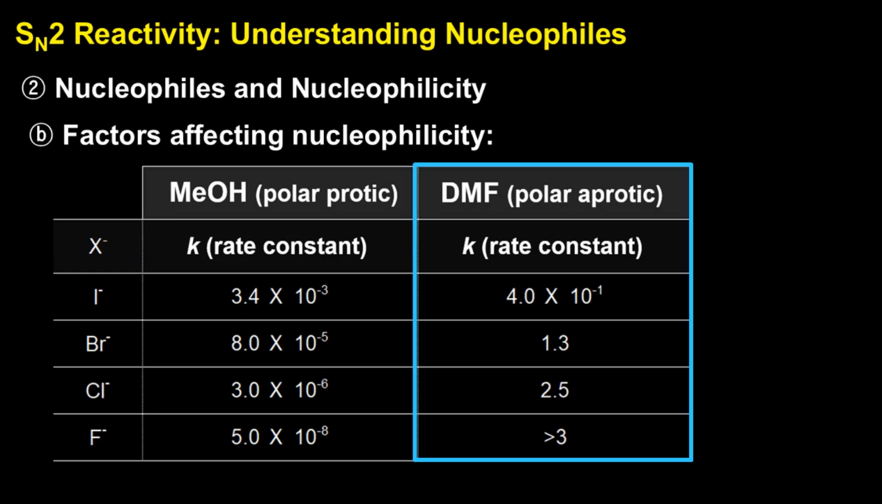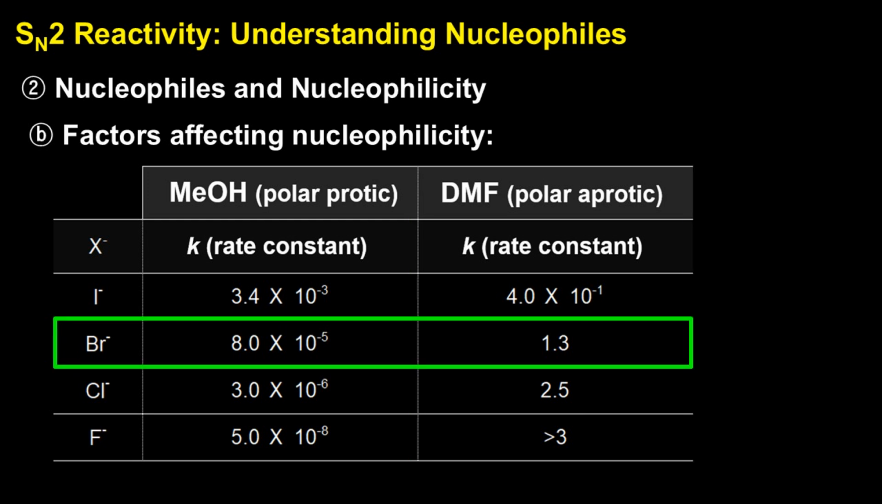Now switch to DMF, a polar aprotic solvent. Here the trend flips. Fluoride becomes the most nucleophilic, and iodide drops to the bottom. No hydrogen bonding means less solvation, and that's why nucleophilicity now follows basicity.